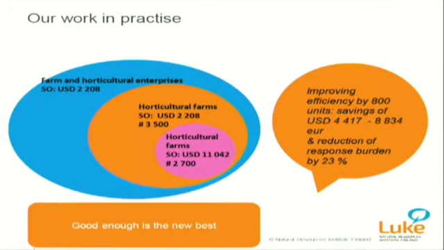In practice, you can see here, if we have for the horticultural farmers about 3,500, after cutting off with some system, we have in the survey only 2,700 farms. And this way we can improve efficiency by 800 units, saving money and reducing response burden by 23%. And our practical thing is: good enough is the new best, to get statistics with not so much cost, but quality is good.